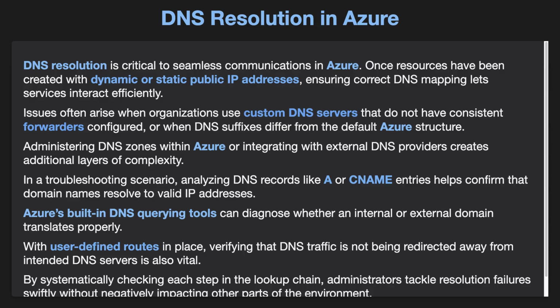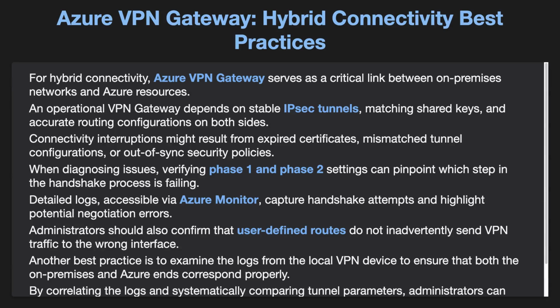of the environment. For hybrid connectivity, Azure VPN Gateway serves as a critical link between on-premises networks and Azure resources. An operational VPN gateway depends on stable IPsec tunnels, matching shared keys, and accurate routing configurations on both sides. Connectivity interruptions might result from expired certificates, mismatched tunnel configurations, or out-of-sync security policies.